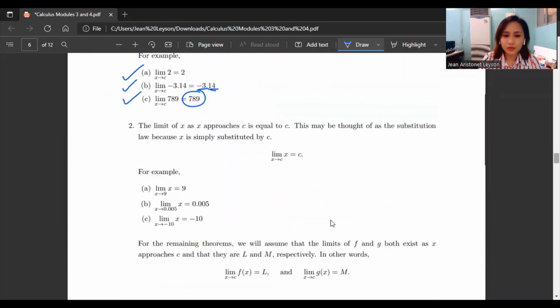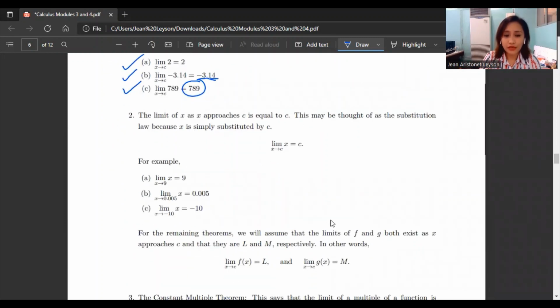Next, number 2, the limit of x as x approaches c is equal to c. This may be thought of as the substitution law because x is simply substituted by c. As we all know, x is a variable and its value varies, it changes, depending upon the given value. So the limit of x as x approaches c is equal to c. We will simply substitute the value of c to our variable.